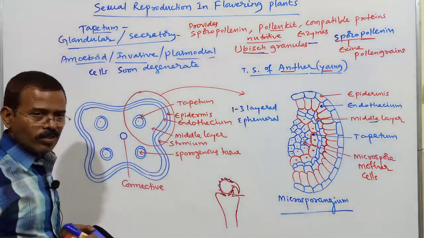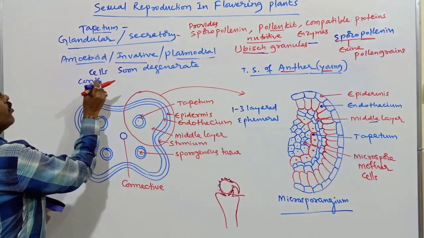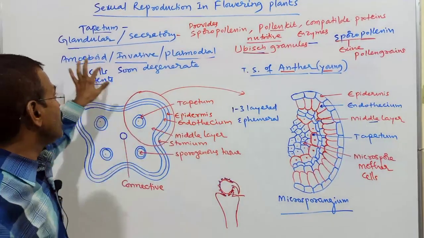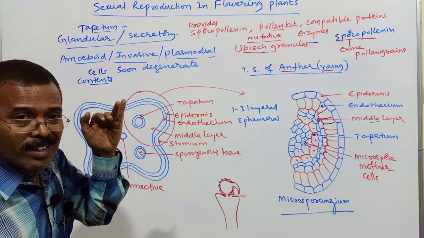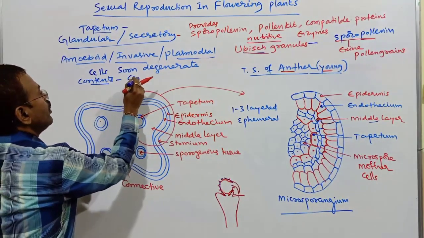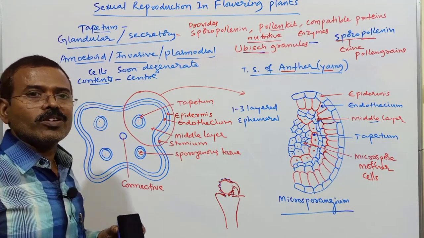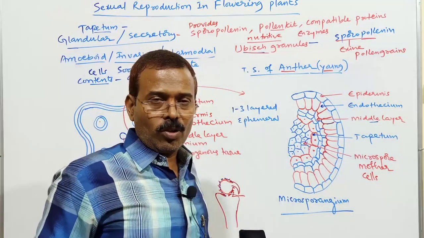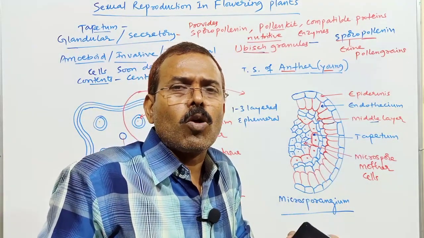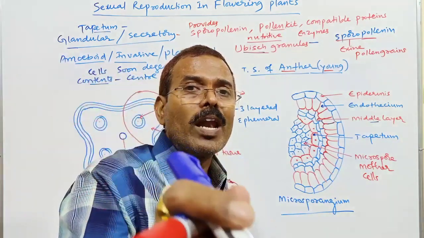These cells soon degenerate. The content of these amoeboid tapetal cells moves to the center. What is there in the center? Sporogenous tissue is there. Sporogenous tissue will develop into microspore mother cells. Microspore mother cells only will form pollen grains.